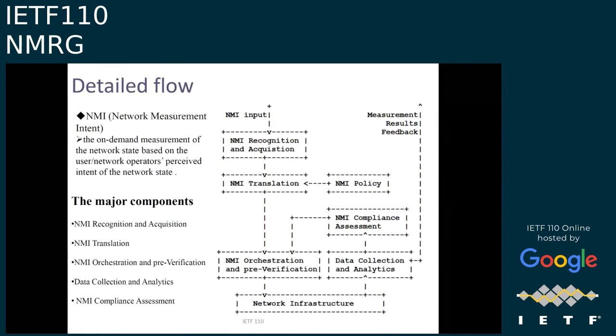So for simplicity, we will use NMI instead of network measurement intent. The major components include the five parts, and the sequential relationship between the components is shown in the red figure. Next slide, please.